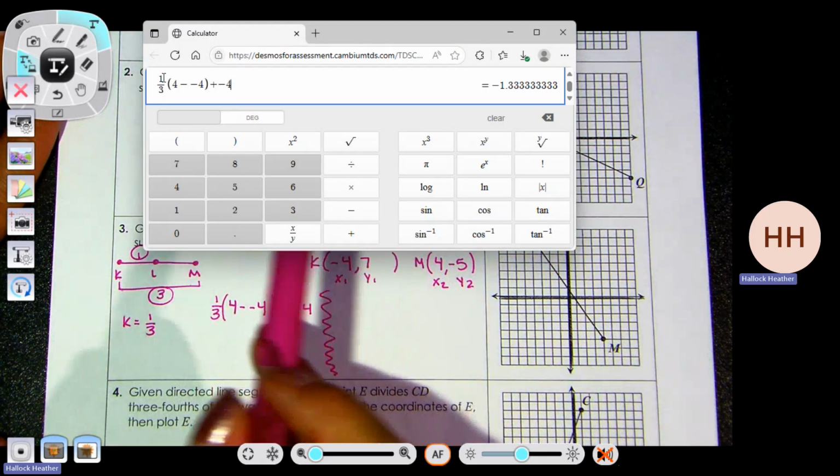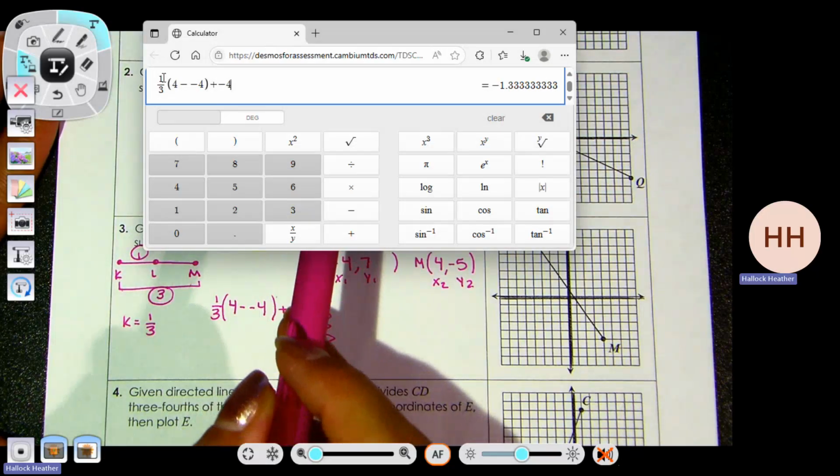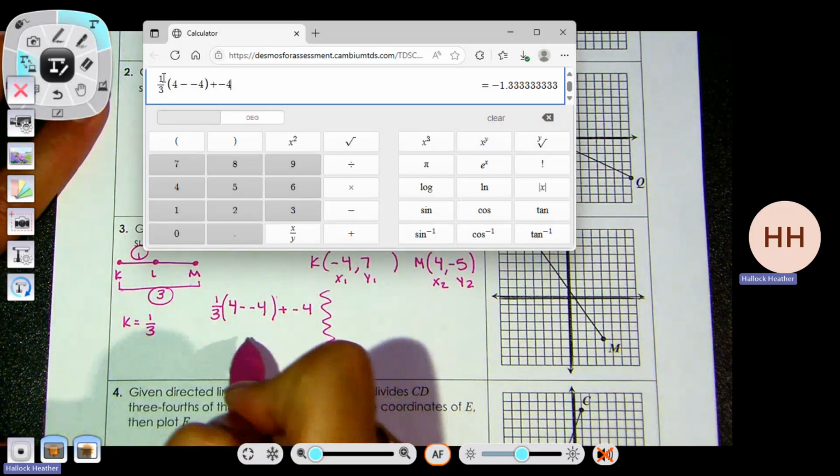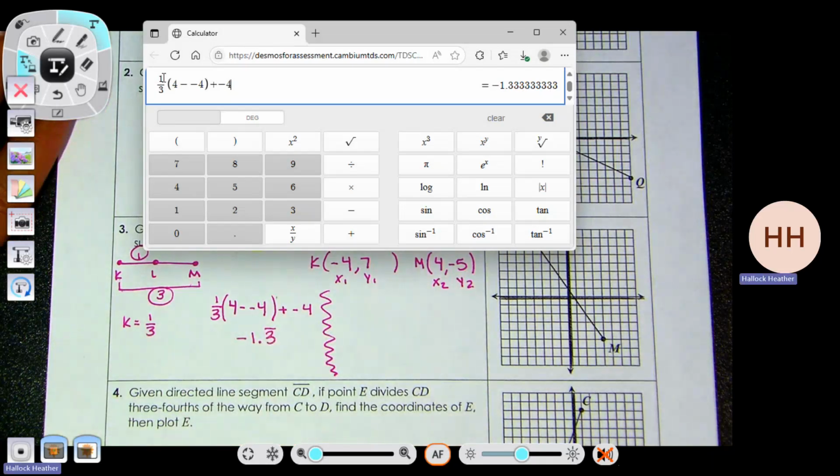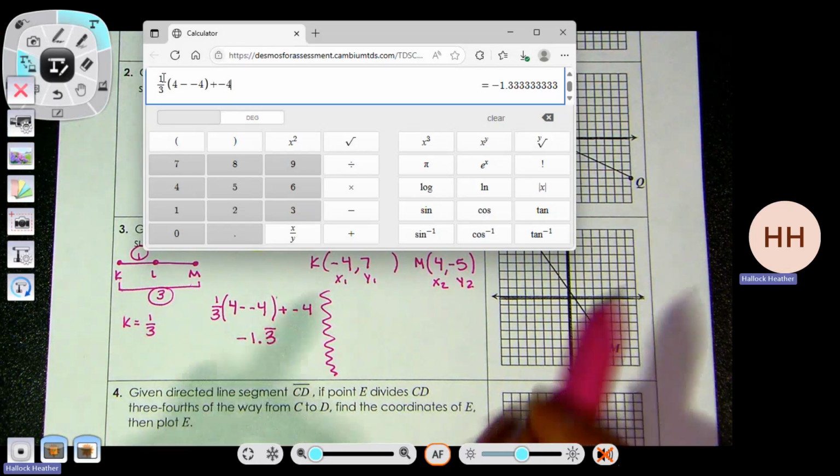So this one you get a decimal. This is the only one we get a crazy decimal. This is negative 1.3 repeating, which is totally fine. It's okay to get a decimal. And then we're just going to type in the other one.